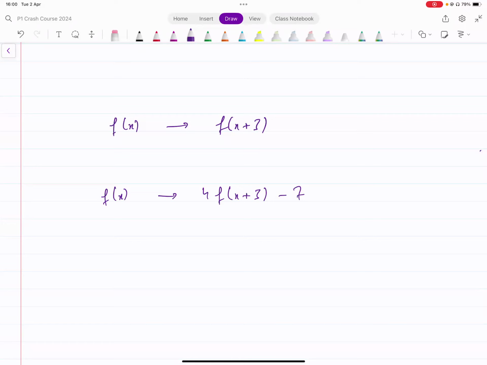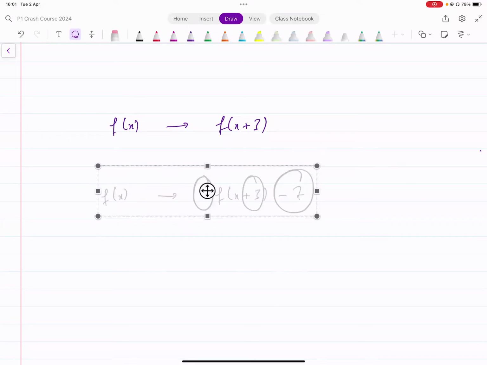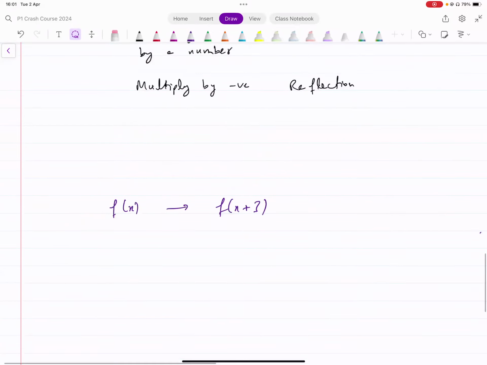Now, how do you know what transformation is happening first? What is happening second? How do you decide that order? We have three transformations. We have a vertical stretch. We have a vertical translation. We have a horizontal translation. How do we decide what to do first, what to do second, what to do third? The order of transformations. That's what we want to discuss tomorrow, along with practice questions from past papers. And then we'll be done with this topic.